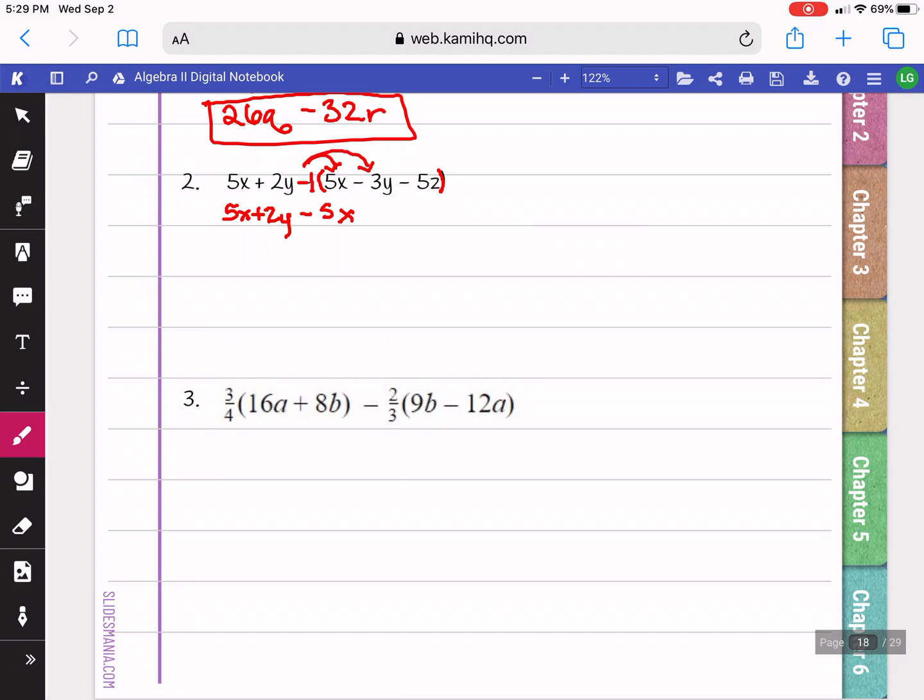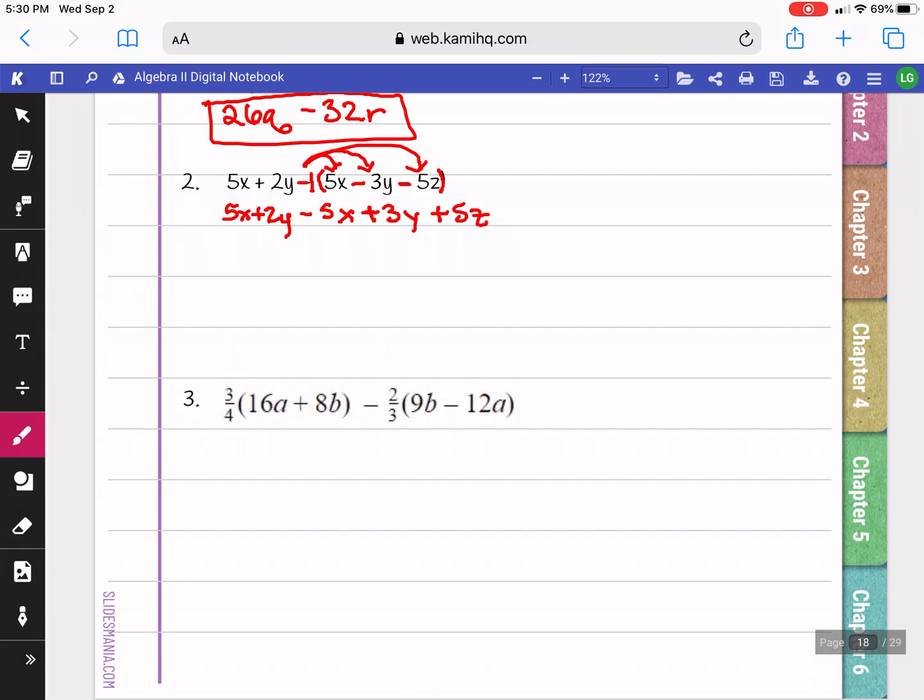Then negative 1 times negative 3y. Negative 1 times negative 3 is positive 3. So it's positive 3y. And negative 1 times negative 5z. Negative 1 times negative 5 becomes positive 5. So that's positive 5z. Now I'm going to use the commutative property.